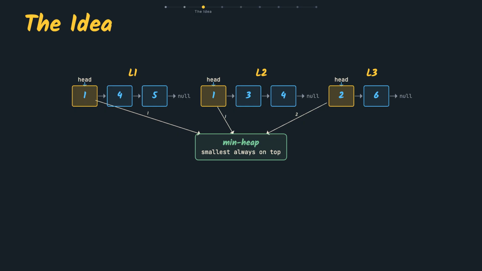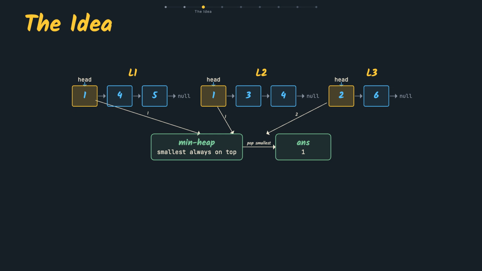We drop the front node of each list into the heap. The heap floats the smallest value up to the top all by itself. Pop the top. That node joins our answer. Then we push its next node, from the same list, back into the heap. The heap quietly resorts. Smallest on top again. Pop, push the follower, and keep going until it's empty.